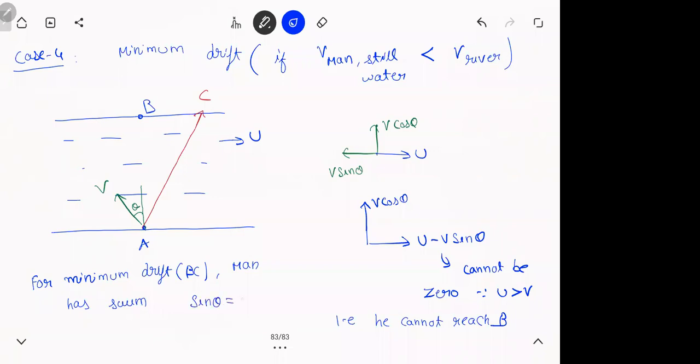sin theta is V by U. This we have to use maxima-minima and prove it. Let's not worry about it. Remember the result. That's important. If you see, in case 2, sin theta is U by V, in case 4 it is V by U. If the man swims at this angle, he'll have a minimum drift. B he will never reach. I'll give an example.